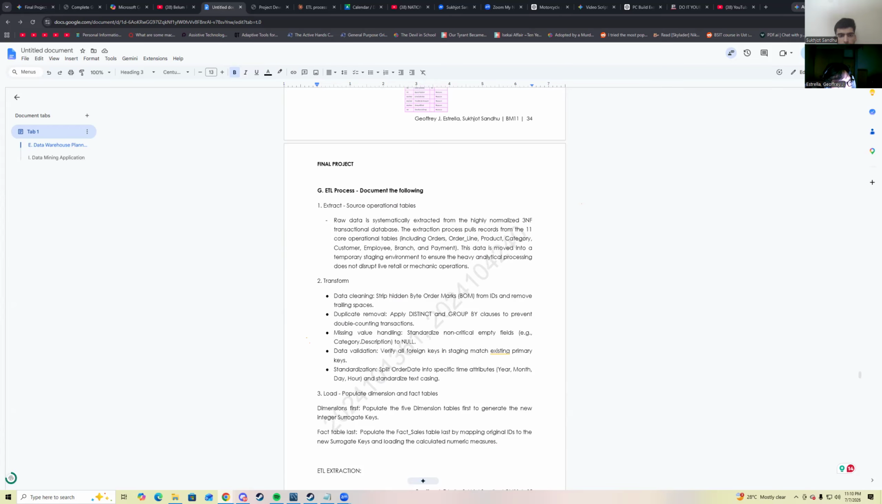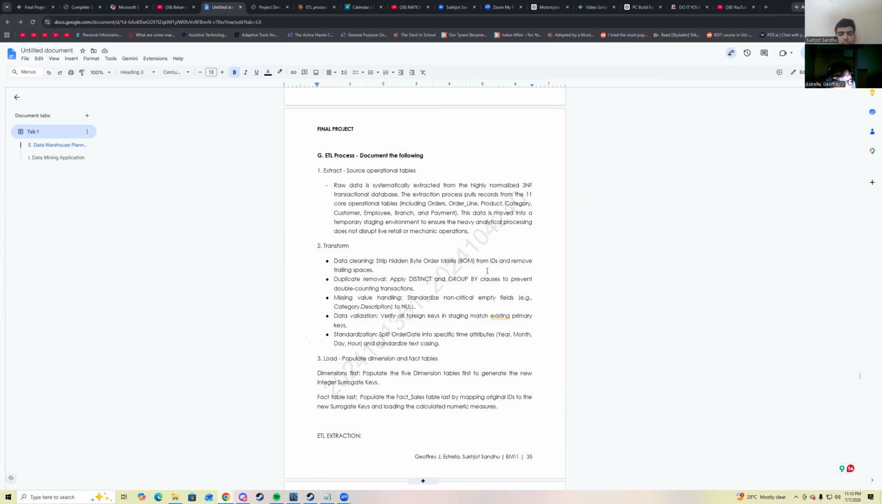So the next part is the ETL process. Now let's talk about how we actually get the data from our live system into this new star schema. We do this through a process called ETL, which stands for extract, transform, and load.